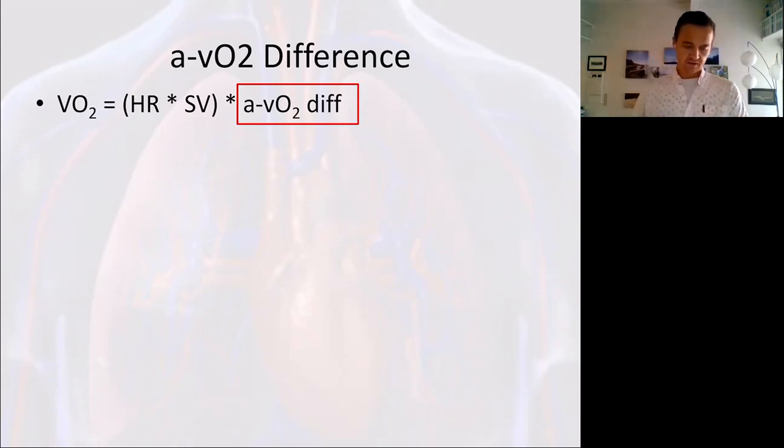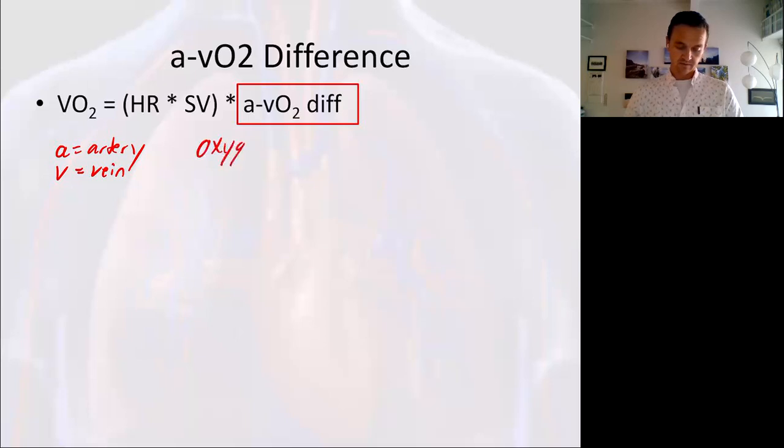In AVO2 difference, the A stands for artery. The V is not the same as the V in VO2 max, where V is for volume. This small v is for vein. So when we're looking at AVO2 difference, we're looking at oxygen content in arteries versus the veins, okay? And so the idea would be like this.